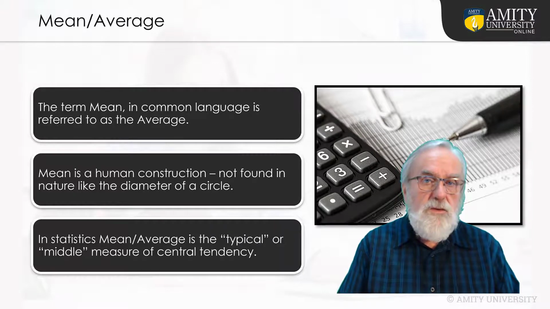The mean or average of a data set is found by adding all the numbers in the data set and then dividing by the number of values in the data set.